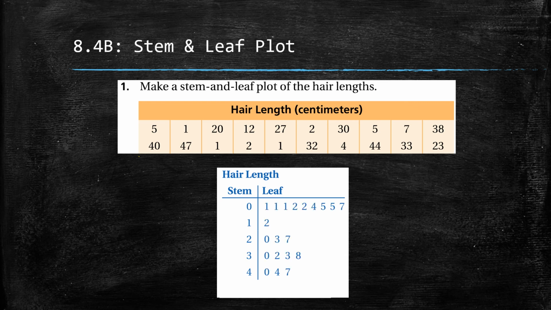I want to point out really quick here, if you notice, I have 3 ones here, 2 2s, and 2 5s. And that is because, if you look at my data, I have 3 that represent 1. So I have to include all 3 of those in my stem and leaf plot.